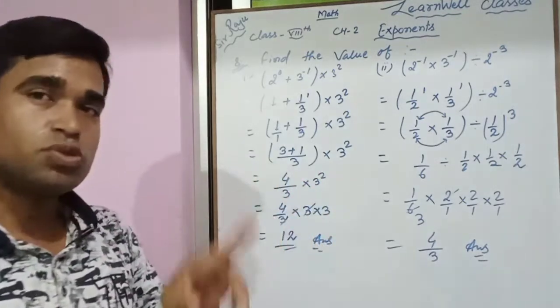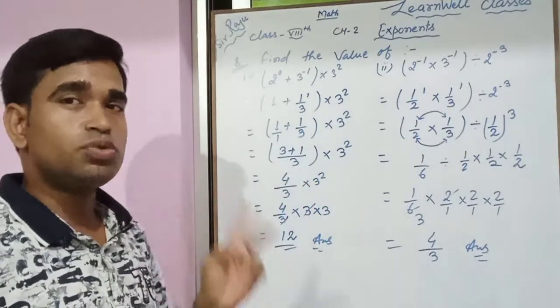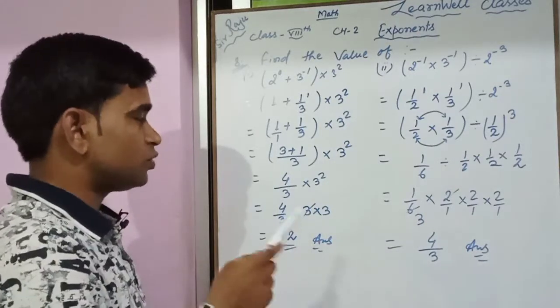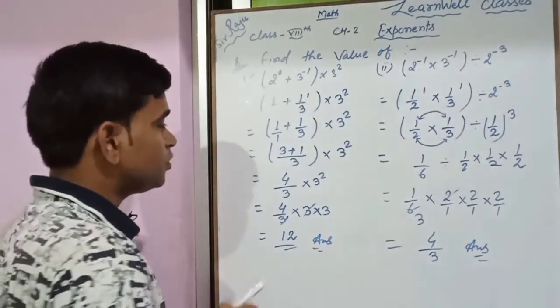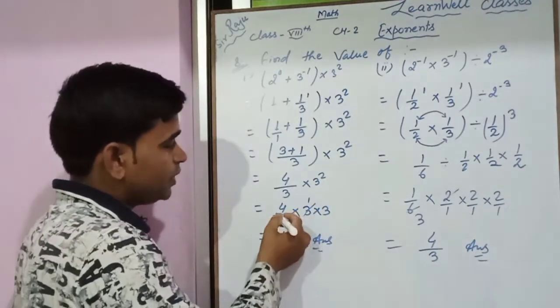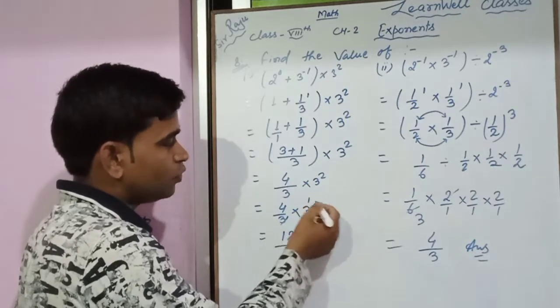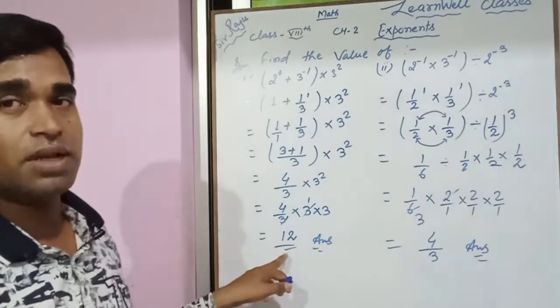When the exponent is 2, it means that the number is multiplied 2 times. So 4 upon 3 into 3 into 3. 3 is divisible, getting 1, and we multiply the numbers: 4 into 1 is 4, and 4 into 3 is 12. So its answer is 12.